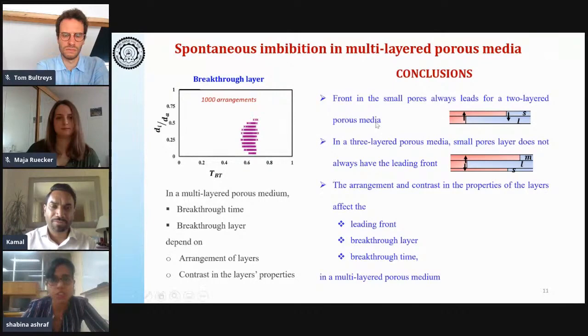In conclusion, the front in the small pores always leads for a 2-layered porous medium. For a 3-layered porous medium, the small pores do not always have the leading front. And for a multi-layered porous medium, the contrast in the properties of the layers and the arrangement affect the leading front, the breakthrough layer, and the breakthrough time.